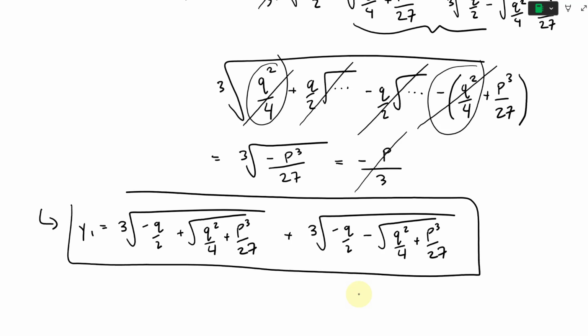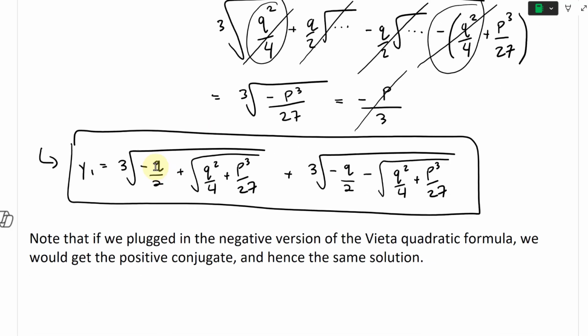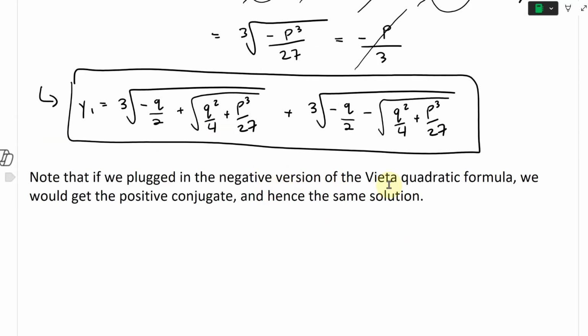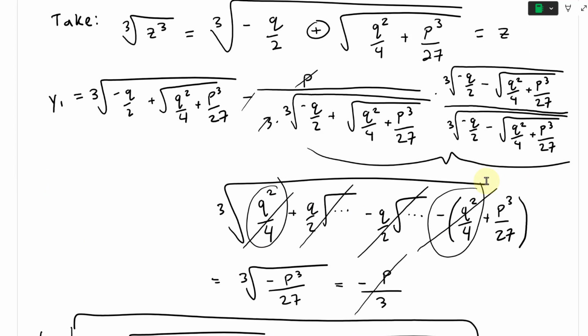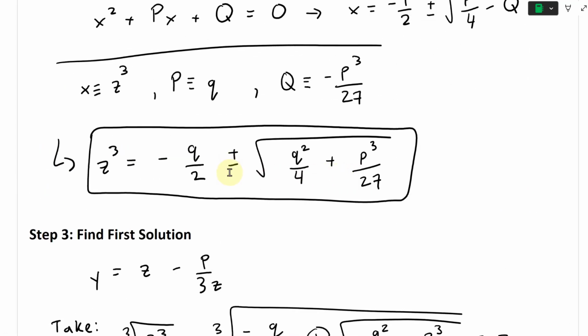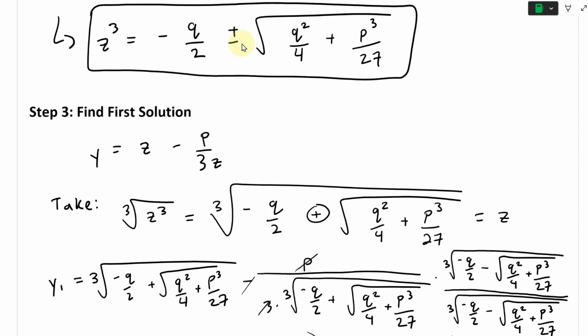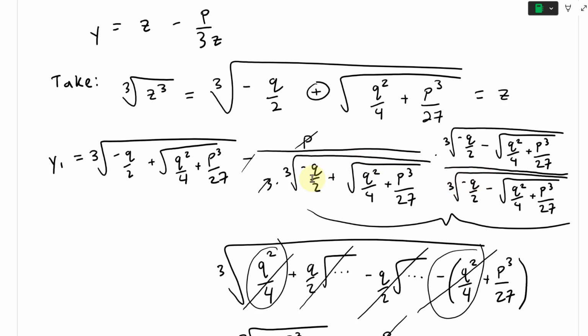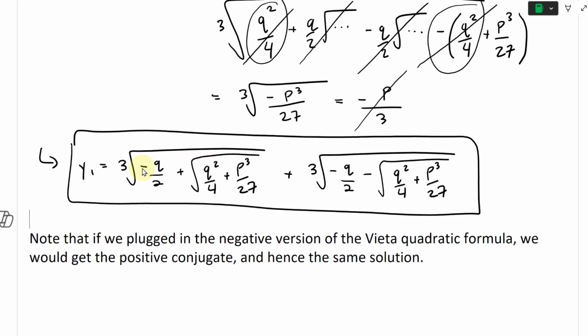Like this. All right, now that we have this first solution, again, note that if we plugged in the negative version of the Vieta quadratic formula, so if we go back above here, we plugged in the positive, but if we plug in the negative version of this one, then take the cube root and so on, did the whole thing, we're going to have to use the positive conjugate in this setup. Everything cancels, and we're going to get exactly the same thing. This will be a negative, this will be a plus.